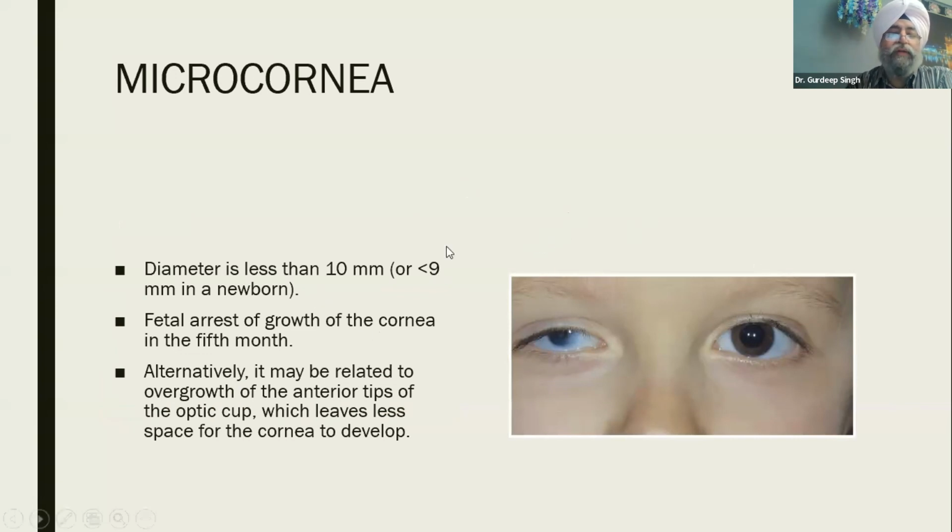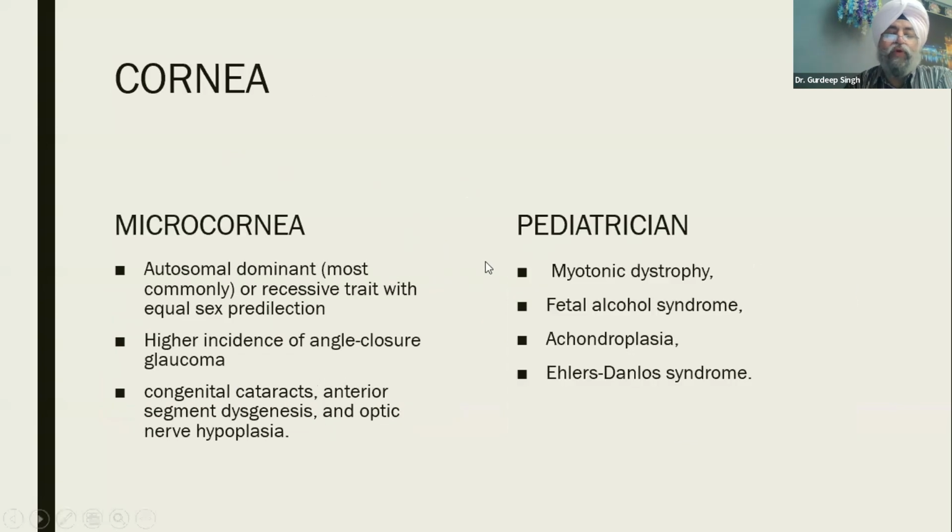So this is another type of cornea. When the size becomes less than 10 millimeters, we call it a microcornea, and we can see microcornea here very well. Why is it important from a pediatrician's point of view? Because it has associations with myotonic dystrophy, fetal alcohol syndrome, achondroplasia, and EDS. So these are things to look into, and the pediatrician colleagues will have to look for something like this.